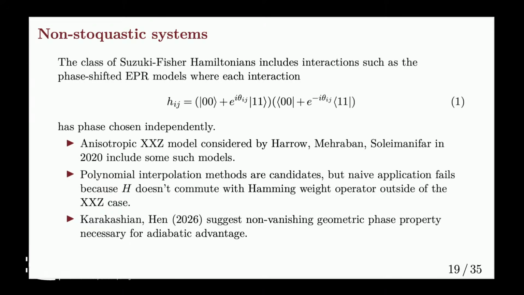And then yesterday on the arXiv, there was this paper that said instead of looking for sign problem freeness, you should look for this non-vanishing geometric phase property if you want to go for an adiabatic advantage. And just based on a back-of-the-envelope calculation, it looks like this phase-shifted EPR has the non-vanishing geometric phase, whereas anisotropic XXZ does not. So maybe this is a good reason to believe. Yeah, question?